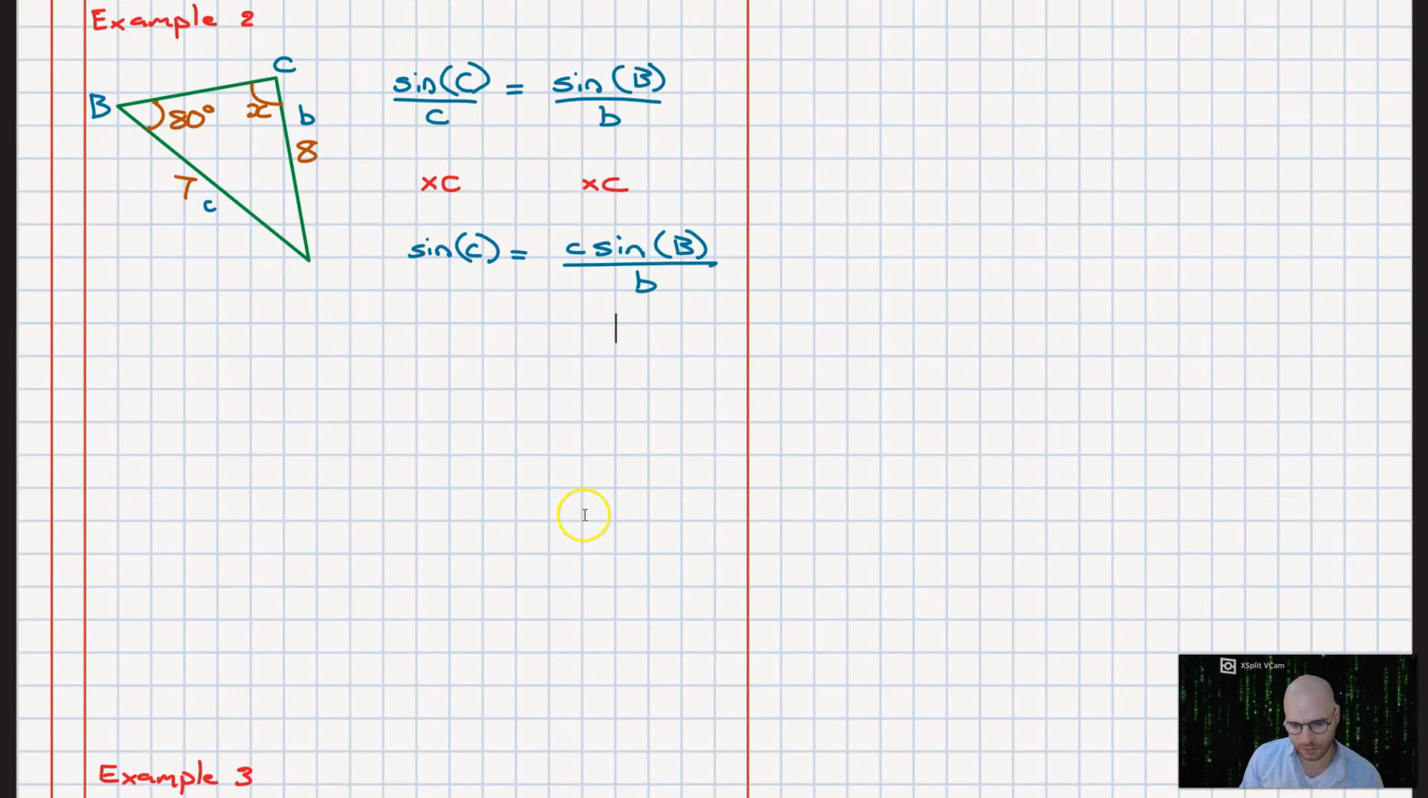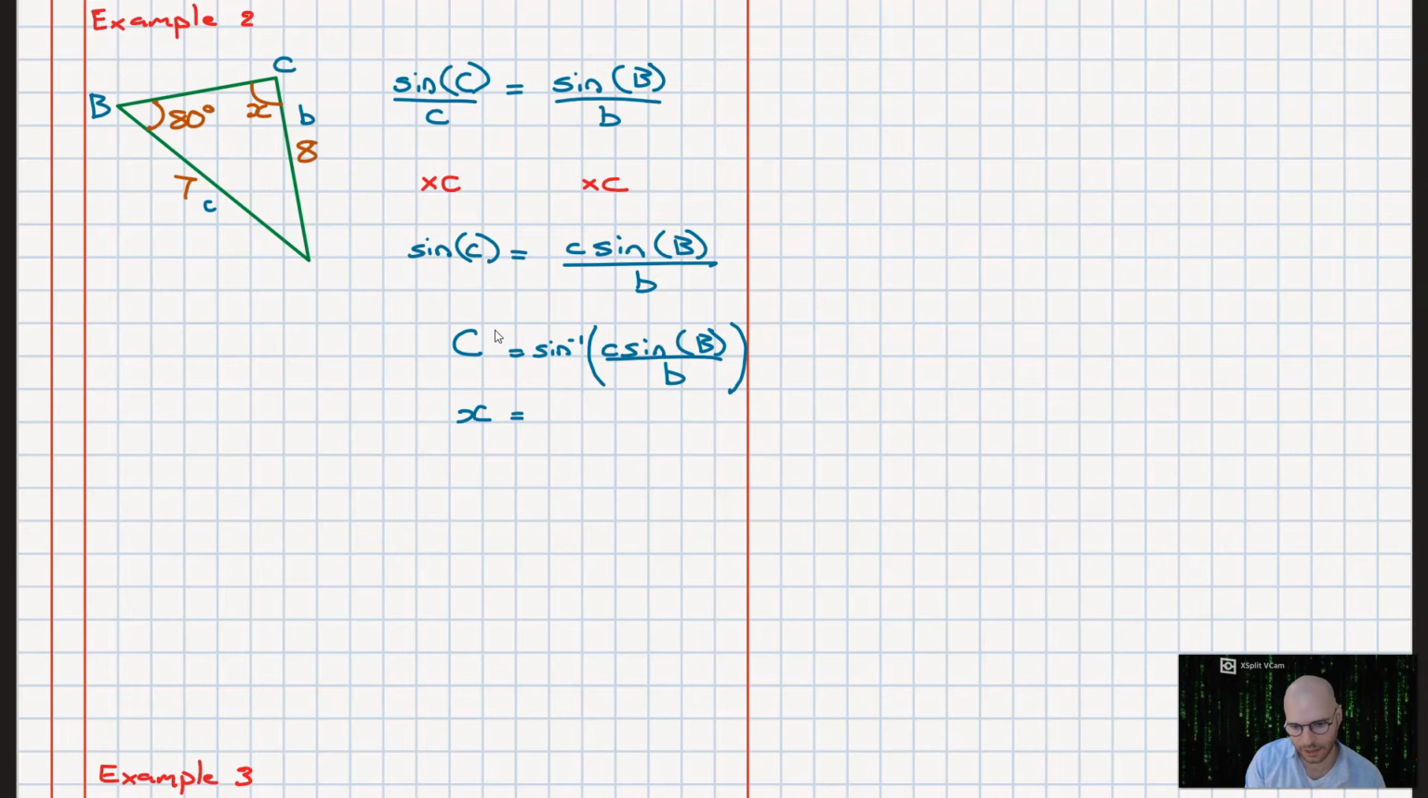Now, final step is we need to take the inverse sine of both sides of this equation because we're solving for the angle C, not the sine of C. So that's going to look like uppercase C is equal to the inverse sine of lowercase c sine uppercase B all over lowercase b. And now it's time to substitute in our values.